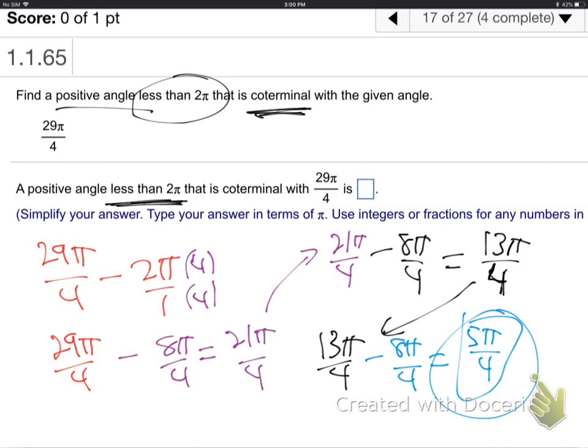So that'd be 8 pi over 4 for a common number. You could add 8 pi over 4, add 8 pi over 4, add 8 pi over 4, and it would eventually go back to 29 pi over 4. You're just adding a full circle every time. You're adding 2 pi, which is 8 pi over 4. Does that make sense? So everybody see that? The 8 pi over 4 is 2 pi. So anytime you add or subtract 8 pi over 4, you're adding and subtracting a full circle. So you're coterminal, same ending place.